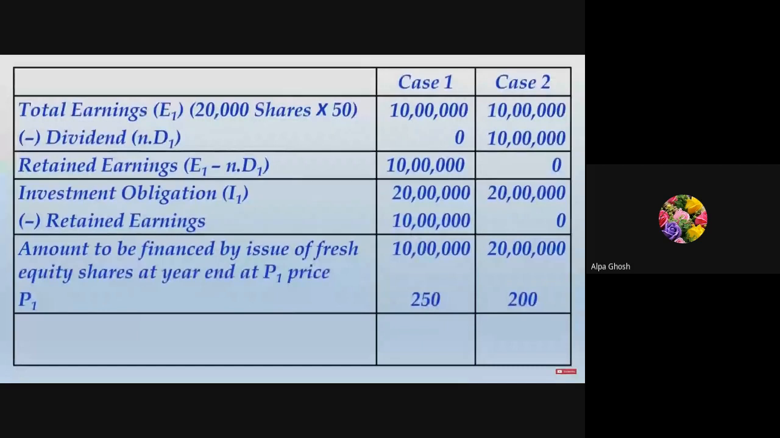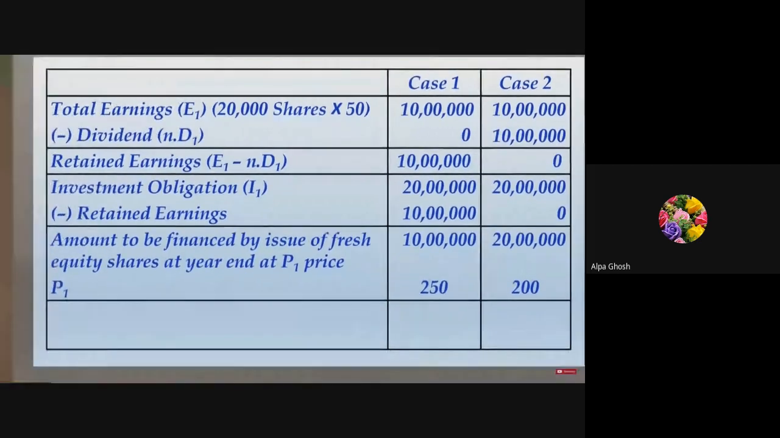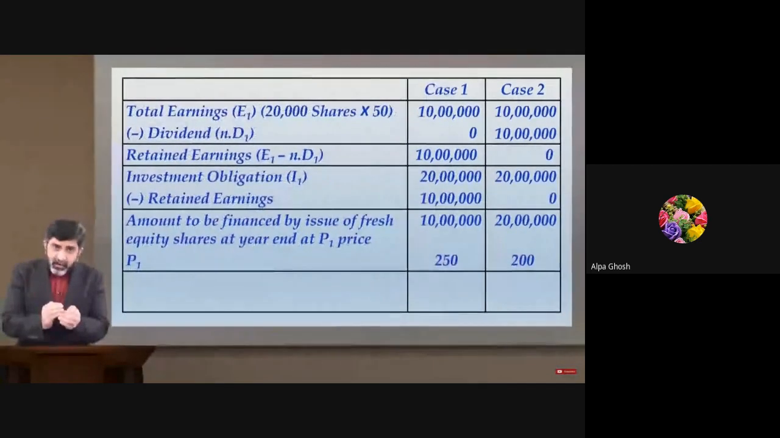Now whatever is the shortfall, you divide it by the share price. For example, in case 1 the shortfall is 10 lakhs, so we would want to arrange 10 lakhs. When you issue one equity share in case 1, you will be getting an inflow of 250. So how many shares should you issue to get 10 lakhs of shortfall covered? The answer is simple: 10 lakhs divided by 250.